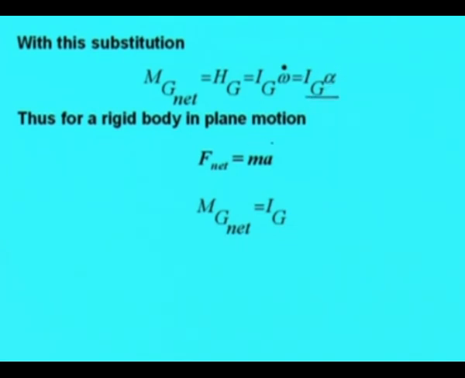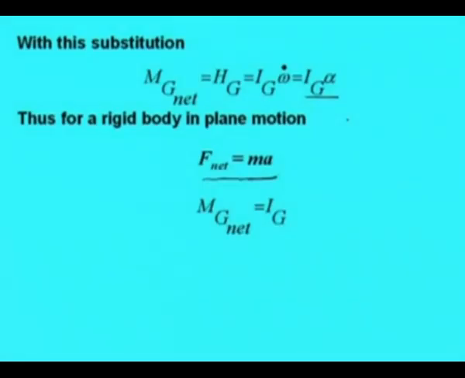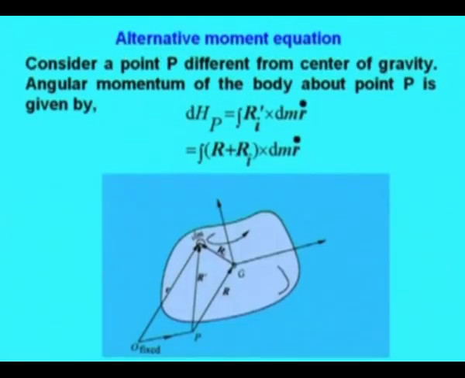So thus for a rigid body in plane motion, you have two equations of motion. F net is equal to ma, that is a vector equation. You can have two scalar equations: F net in x direction is equal to mass times acceleration in x direction, and F net in y direction is equal to mass times acceleration in y direction, and Mg net is equal to Ig alpha. So these three equations are enough to determine the motion in a plane.